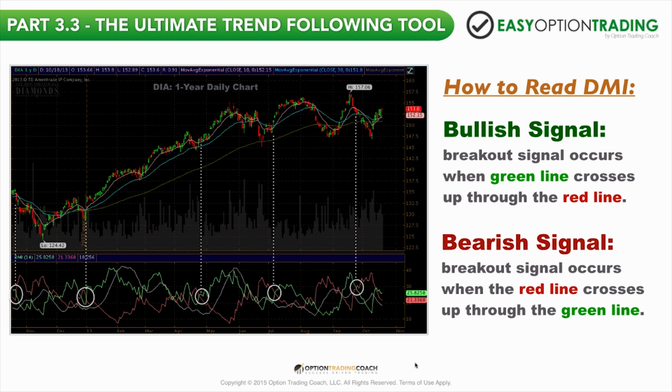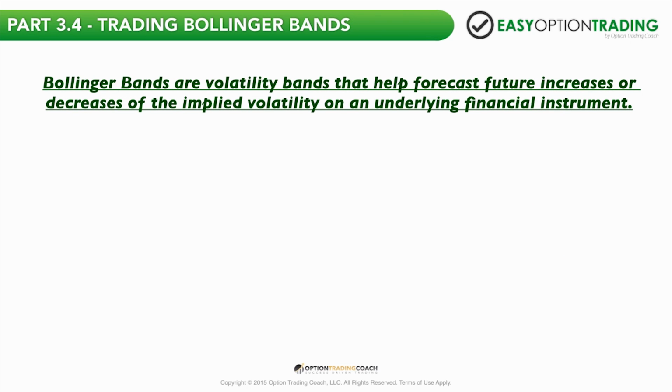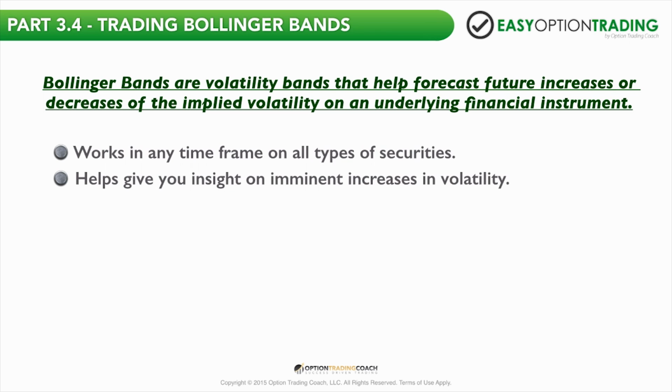Bollinger Bands are volatility bands that help forecast future price increases or decreases of the implied volatility on an underlying financial instrument. It helps give you the insight on imminent increases in volatility, and that's important because when you have increases in volatility, that means you have breakouts to the upside or the downside in prices.